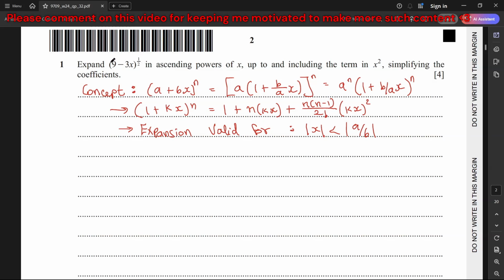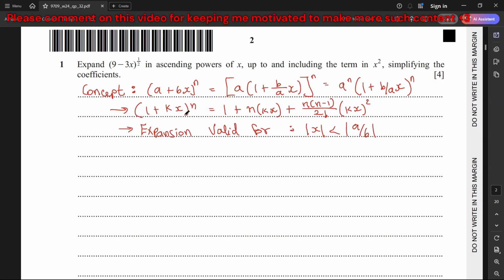So if you notice over here in this given bracket that we need to expand, the power for the bracket is half, which is not a positive integer. So you cannot apply the formula that you have learned in P1. For this, we'll be requiring the formula that you have learned in P3. That is, when n is any real number, then you can use this formula.